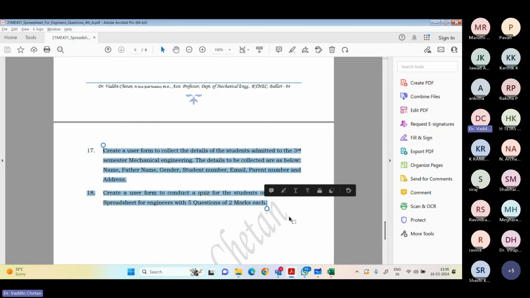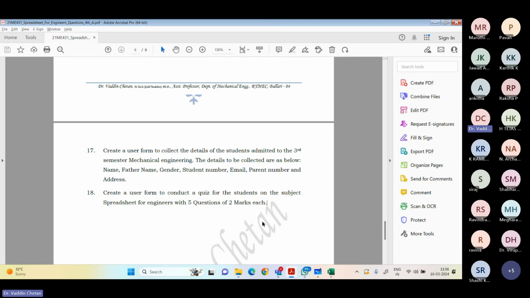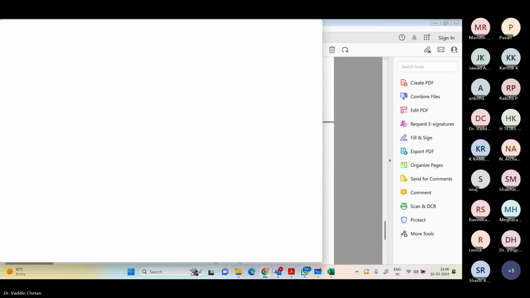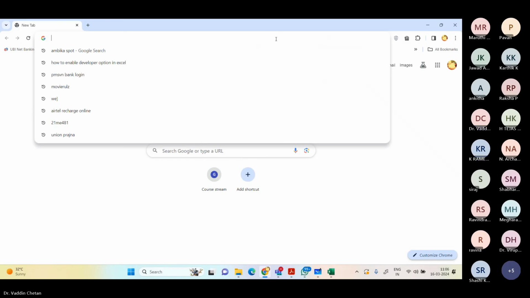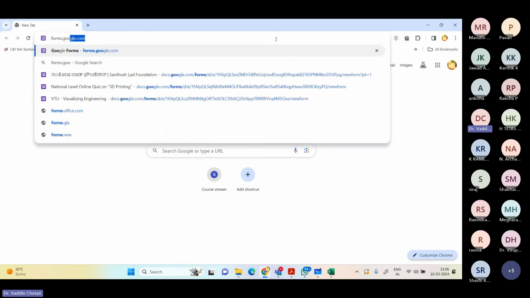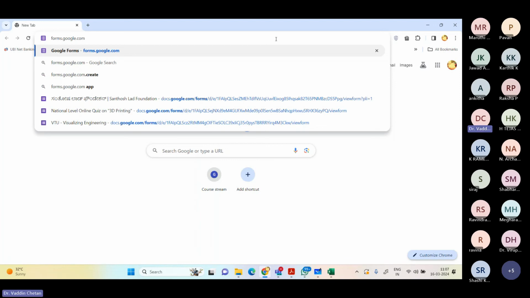I need to create one form to collect the basic details of the students admitted to the third semester mechanical engineering. The details to be collected are student name, father name, gender, student number, email, parent number, and corresponding address. So in order to create this, I need to go to Google. Here I need to type forms.google.com.